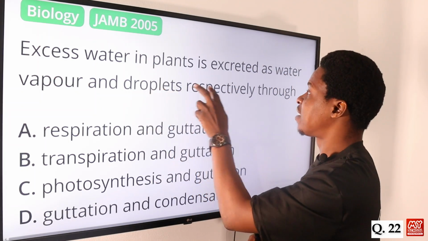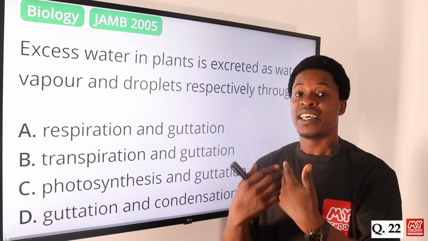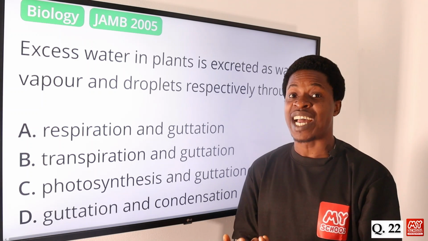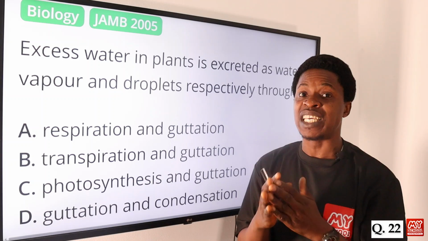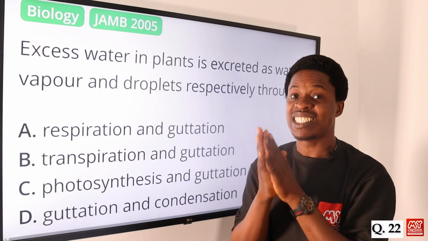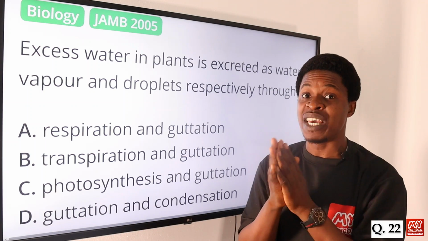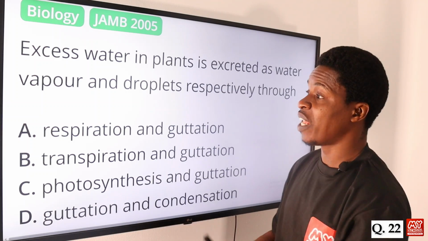And then droplets respectively. So now the excess water that is present in the plants can also be ejected out of the plant, or excreted out of the plant in the form of water droplets, that we call guttation. So even if you don't know what guttation is, you know what transpiration is. So let's look at the pairs now.